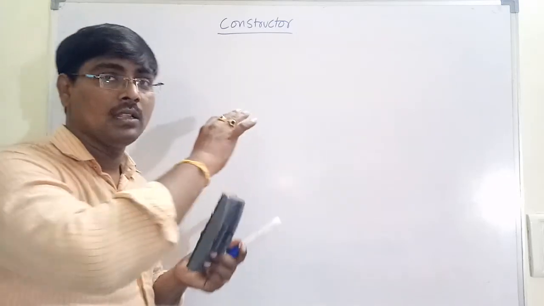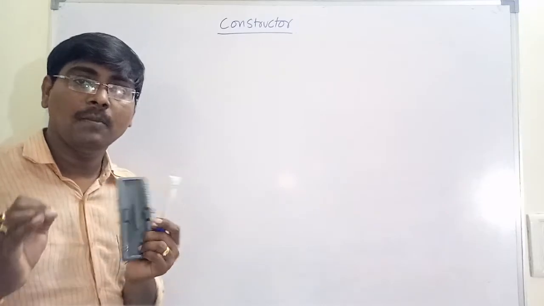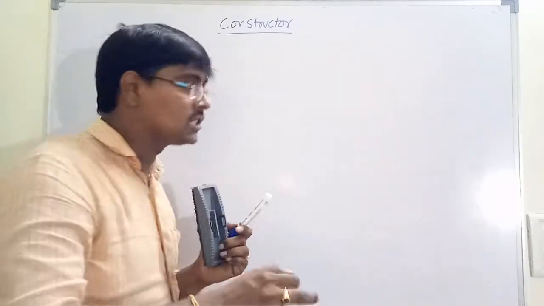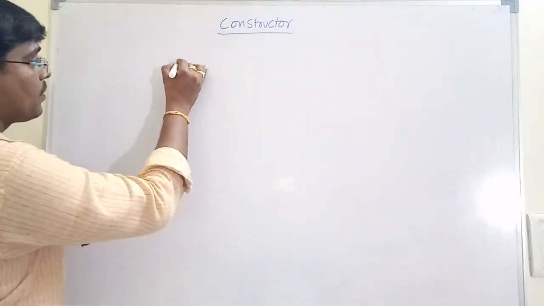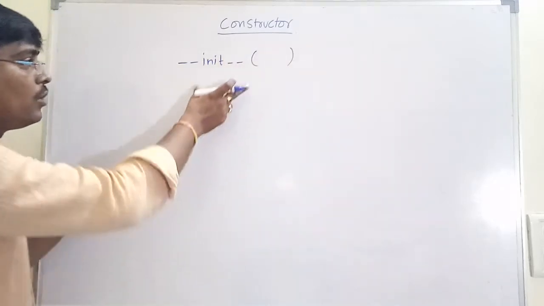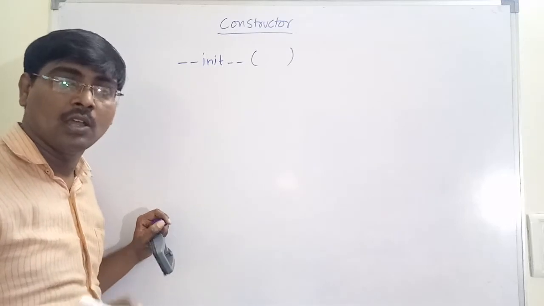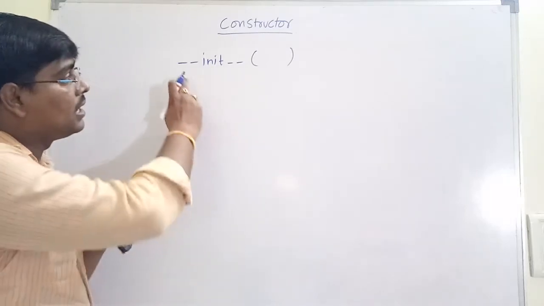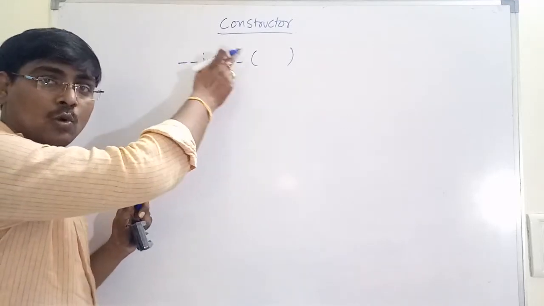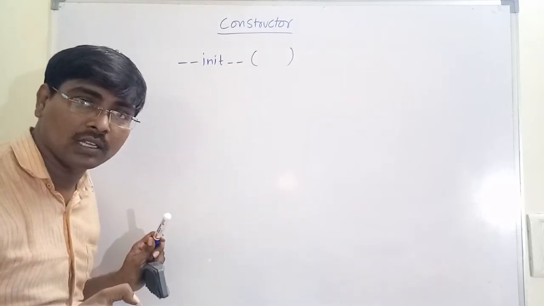But in Python, this is completely a different situation. In Python, the class name and constructor name are not the same. Constructor name is fixed. We are using the __init__ method for creation of constructor. Whatever the class name, the name of the method is __init__, preceded and followed by 2 underscores. This is used for creation of constructors.